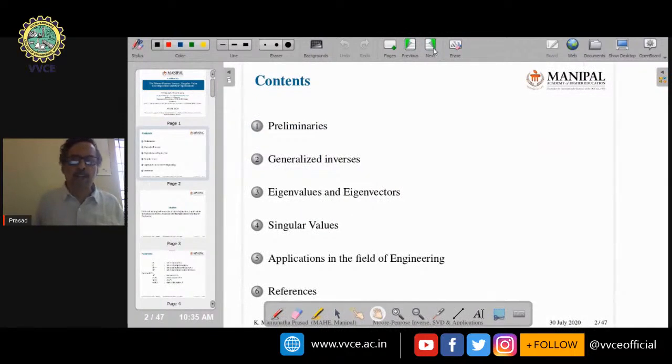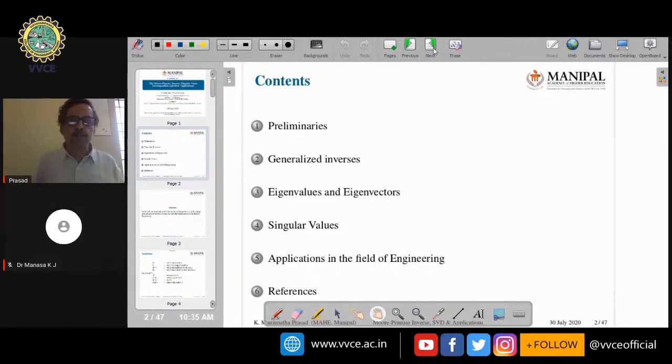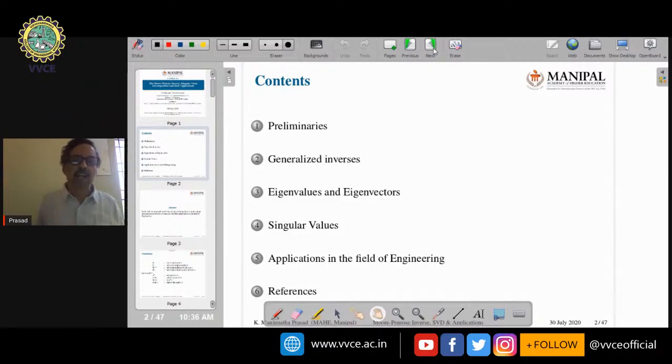The contents of my talk are on this slide. First of all, let me spend some time on the preliminaries, and I'll introduce the notion of generalized inverses, and then later move on to eigenvalues and eigenvectors. This is well known to most of you. I don't have to go through the basics too much, but still I'll put in some effort describing the same things in my own way. Then later I'll describe singular values and singular value decomposition, and I'll touch upon some applications in the field of engineering.